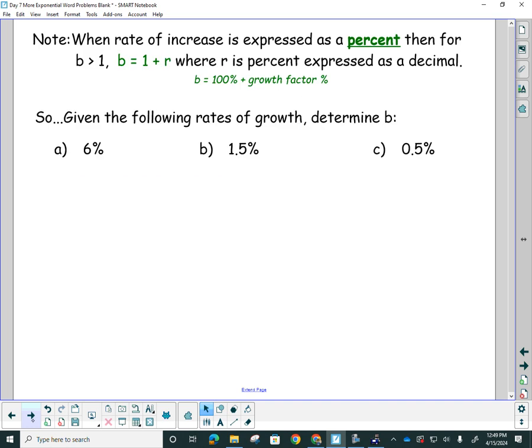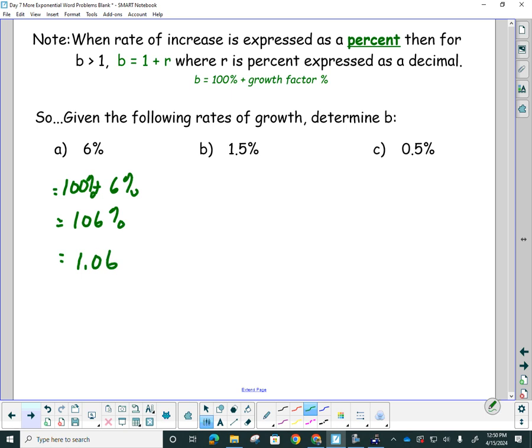So when you're talking about what your rate is, your rate of growth or your rate of decay, your base now becomes, if it's a growth one, 100% plus whatever the growth factor is as your percent. So for the first example, if it's a 6% growth, so it's like 6% tax, well, we would have the 100% plus the 6% to get 106%. And then when we actually use that, that would go to the decimal 1.06. Okay, the 6% is 0.06, and so added to 100%, your growth factor is going to be 1.06.